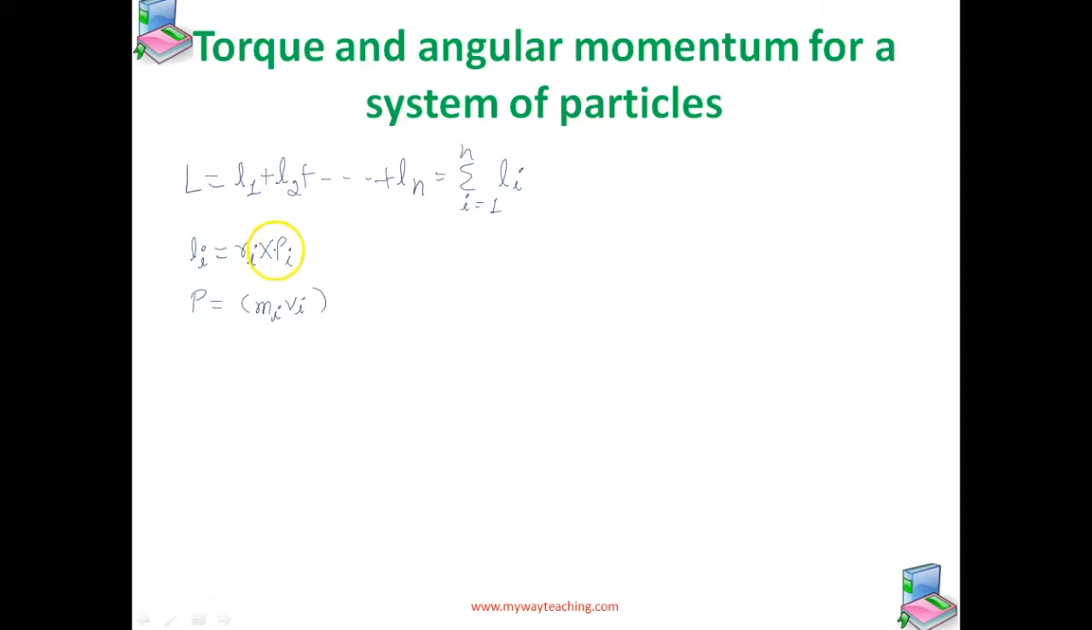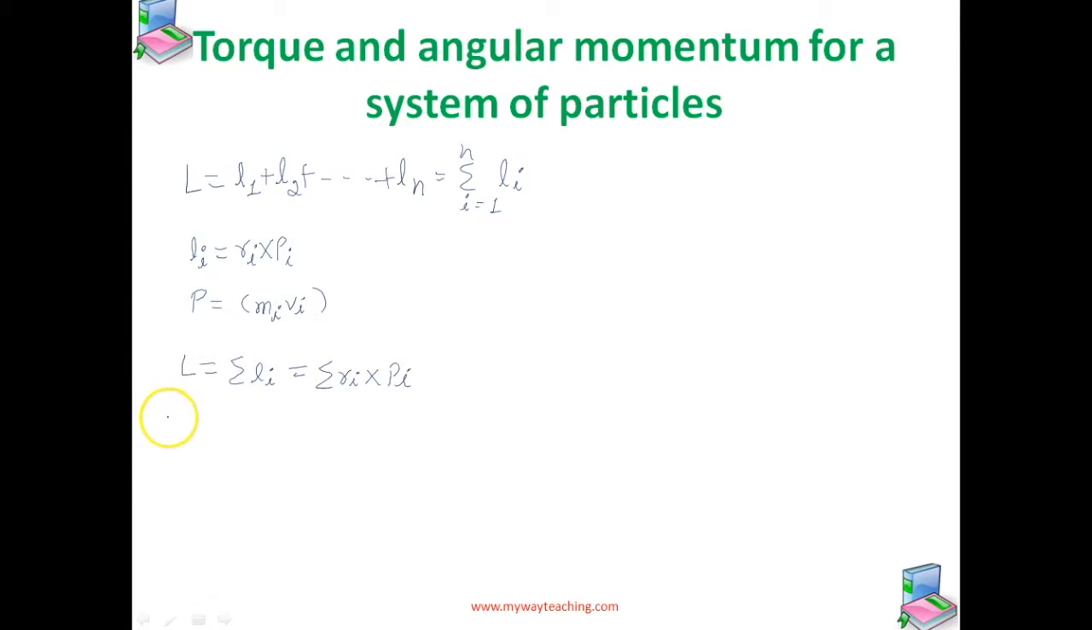We may write the total angular momentum of a system of particles like this also, by considering sigma Li, which is nothing but what? Ri cross Pi. We can write it in this way also. Okay, so this is a generalization of the definition of angular momentum for a single particle to a system of particles.